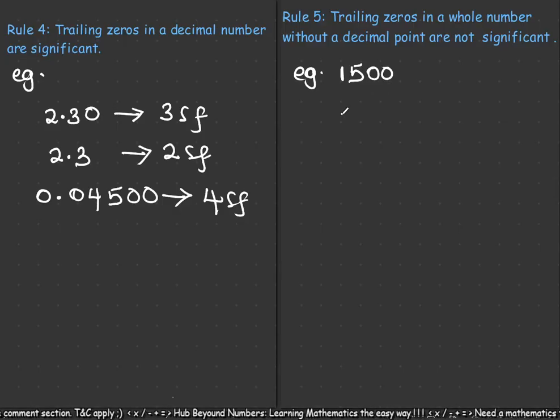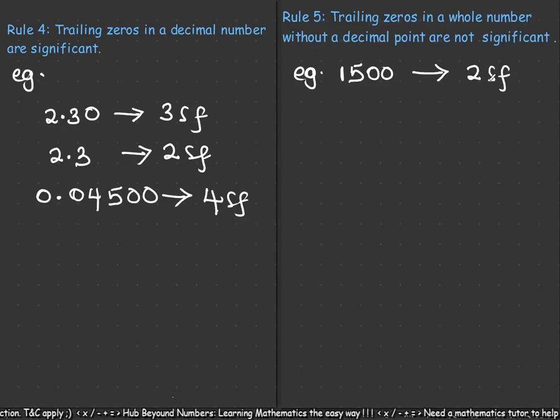But though they are not significant, we cannot omit them. Because if I'm to write this without these 2 zeros, it becomes 15 and not 1,500. So we say that though they are not significant, we do not omit them. Hence, this number here has got just 2 significant figures. Right? That is how it is.